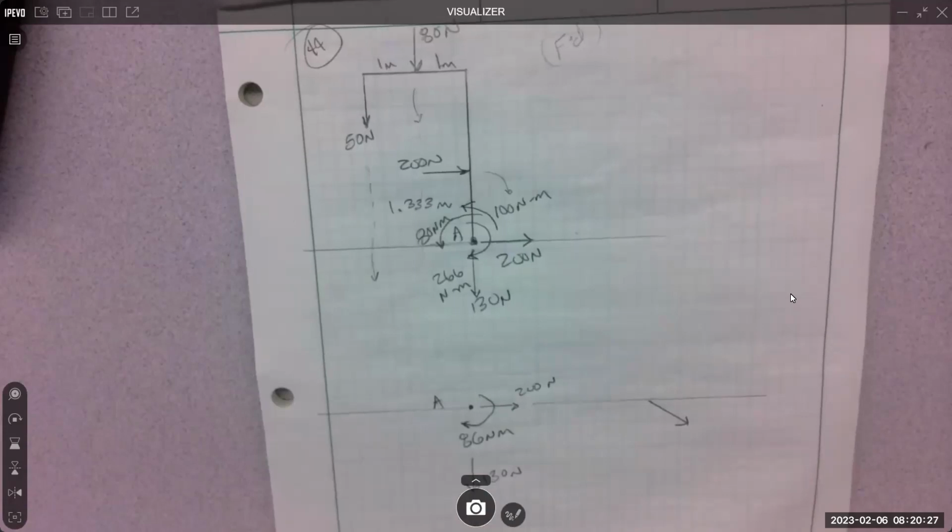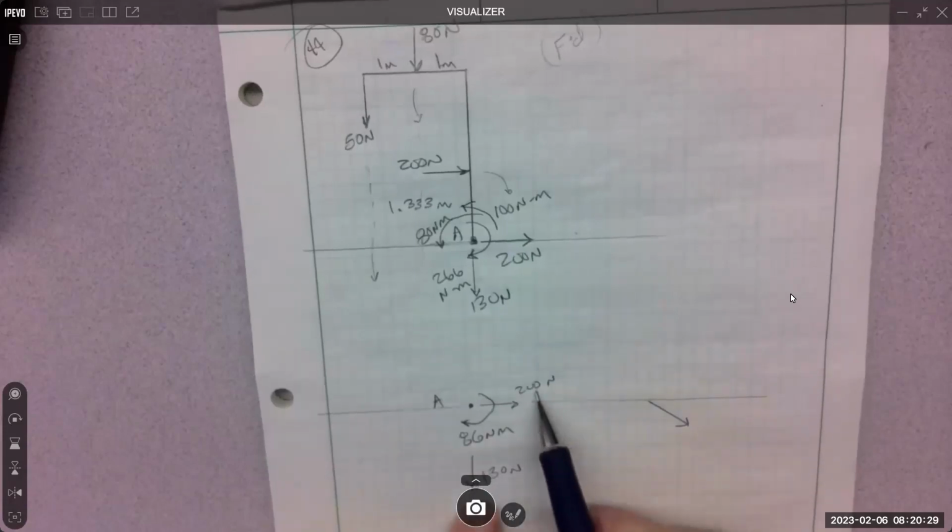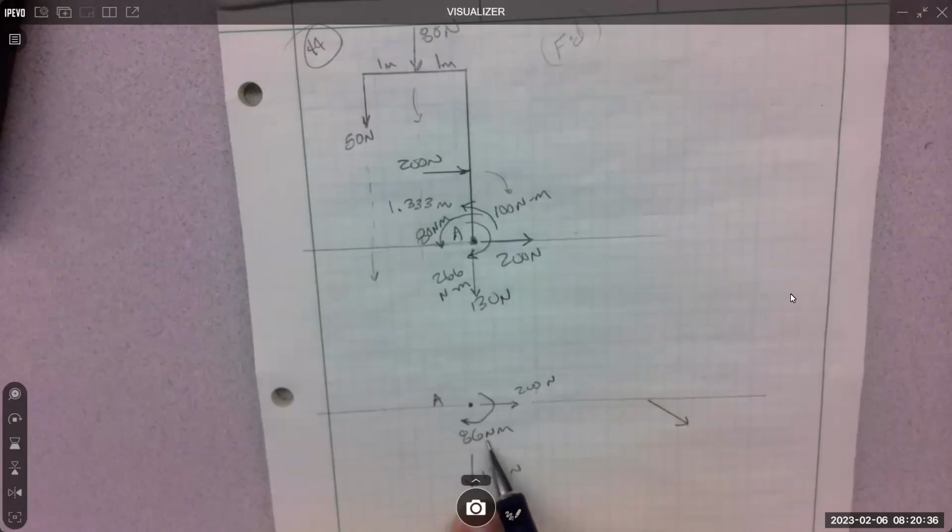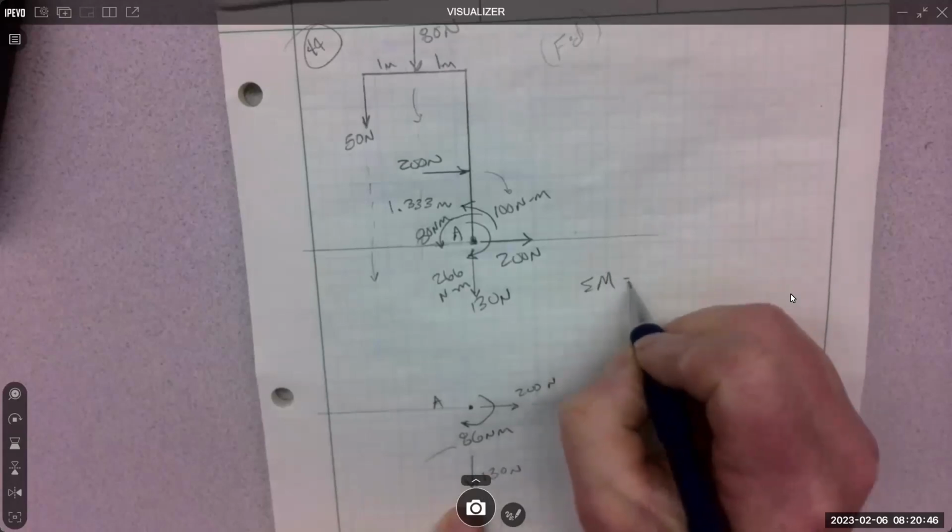Well, that was a couple questions. The 200 and the 130. 86 is the Newton meters. That's here. What's the main role of that? That's the moment, isn't it? Did I do that wrong? Summing the moments equals what?